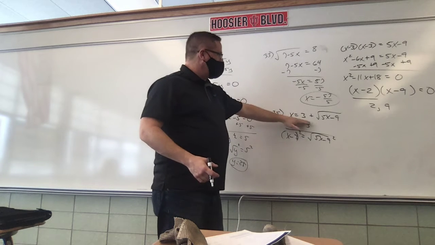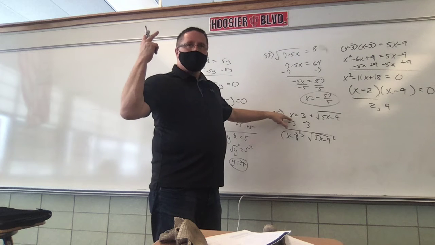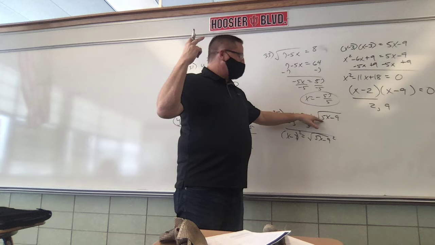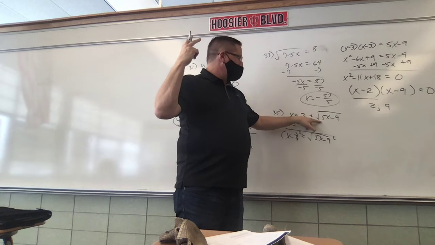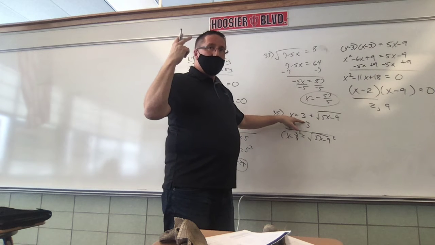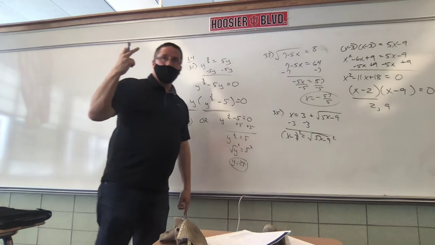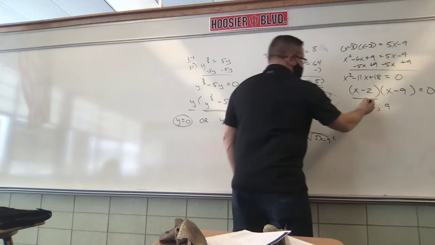I'm going to do it at the beginning. Let's plug in 2 right here at the very beginning. This side's 2. If I plug in 2 here, 5 times 2 is 10. 10 minus 9 is 1. Radical 1 is 1, plus 3. 1 plus 3 is 4. So 2's out. So that means 9 must be right?